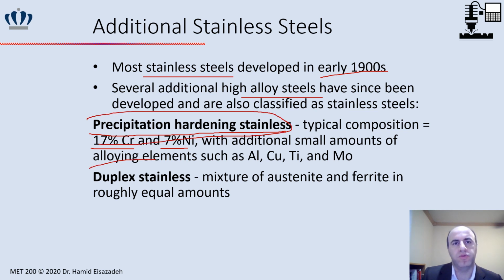The other one, duplex stainless steel, we already talked about it. This material has resistance to stress corrosion cracking. It can be used for heat exchangers, wastewater treatment plants, as well as pumps.